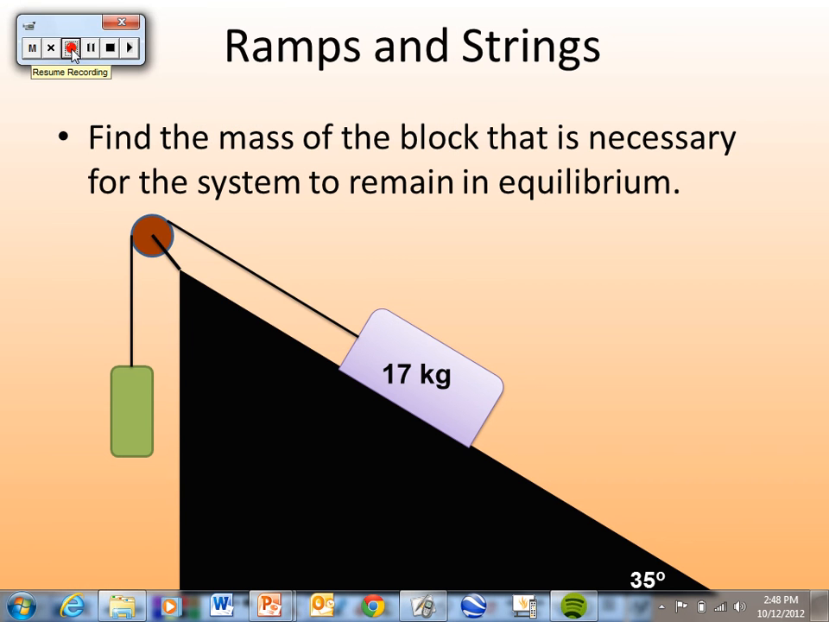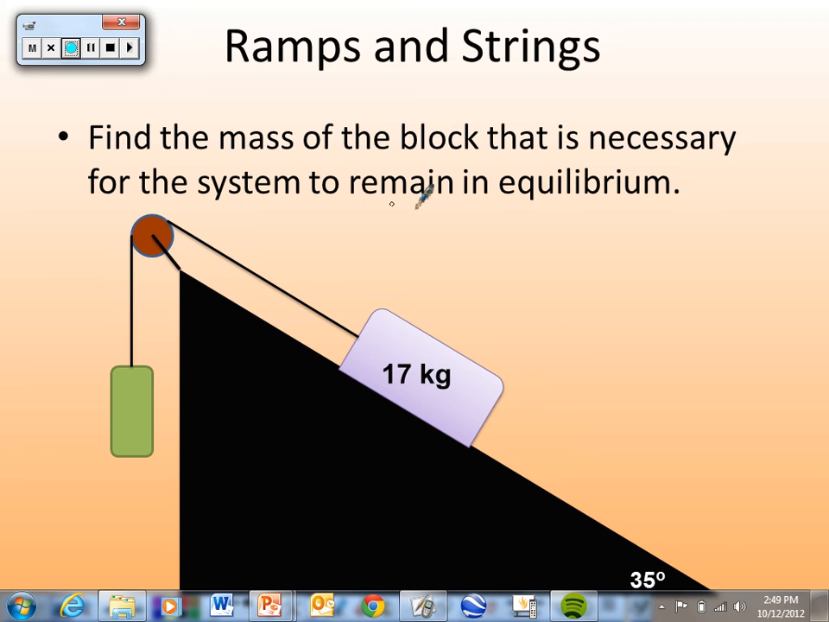In this problem, we're going to solve a two-block system. We've got one block here on a ramp. The other block is hanging over the side. They're connected by a string via a pulley, which is right here. Our goal is to find the mass of the block, which is this one. Obviously, this one is given at 17.